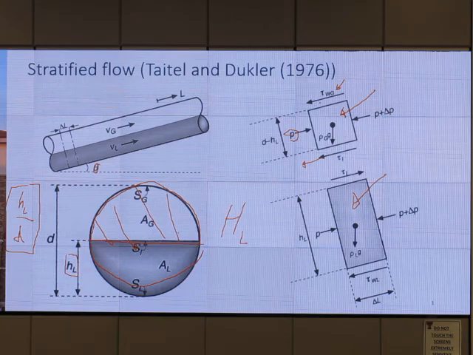Let's take a look at the bottom one. The only thing that you want to pay attention to is tau I. You see this time, tau I has a different direction. The size of the arrow is the same, the magnitude is the same, but it has the opposite sign, or opposite direction, because shear from gas to liquid drags liquid forward. Okay, that is why tau I is in the positive direction.